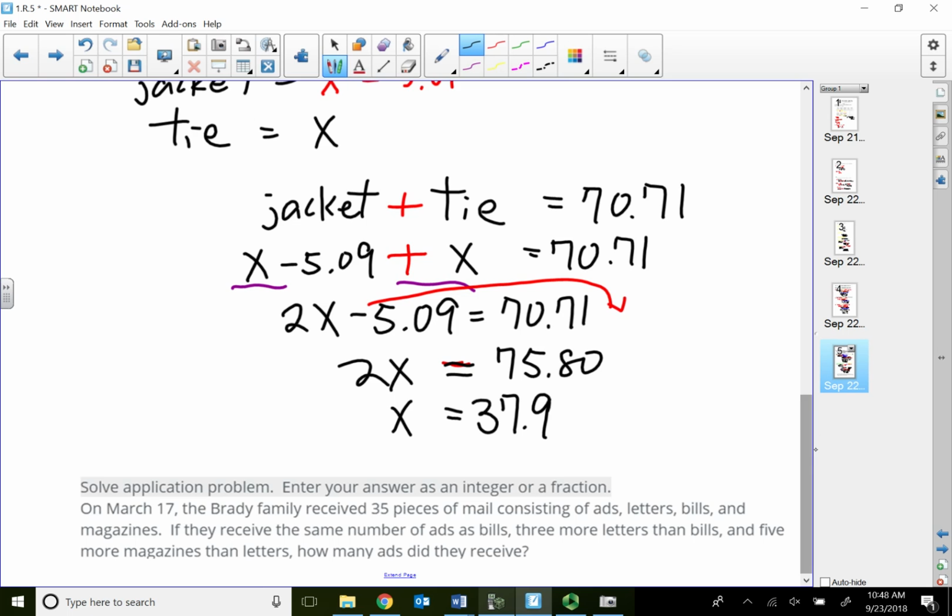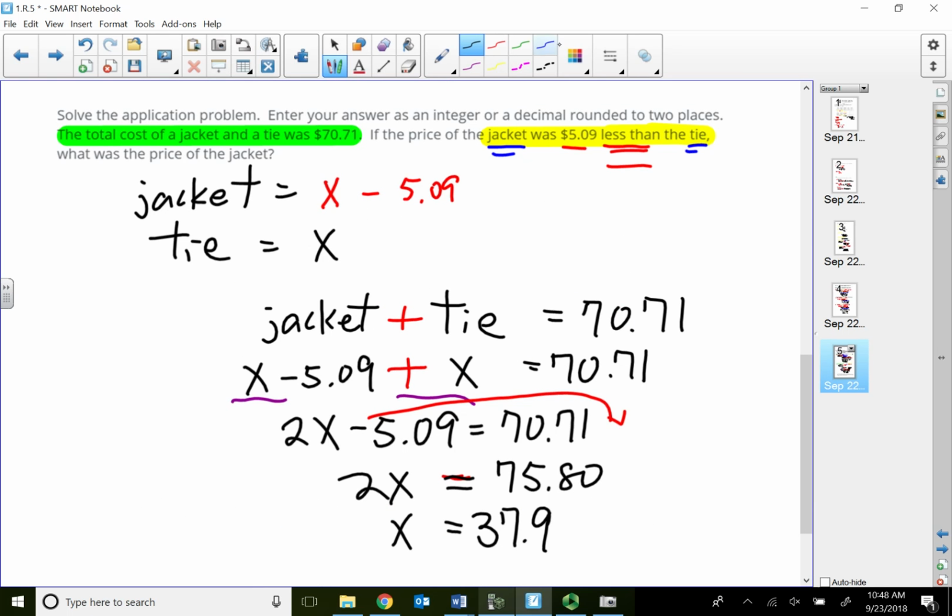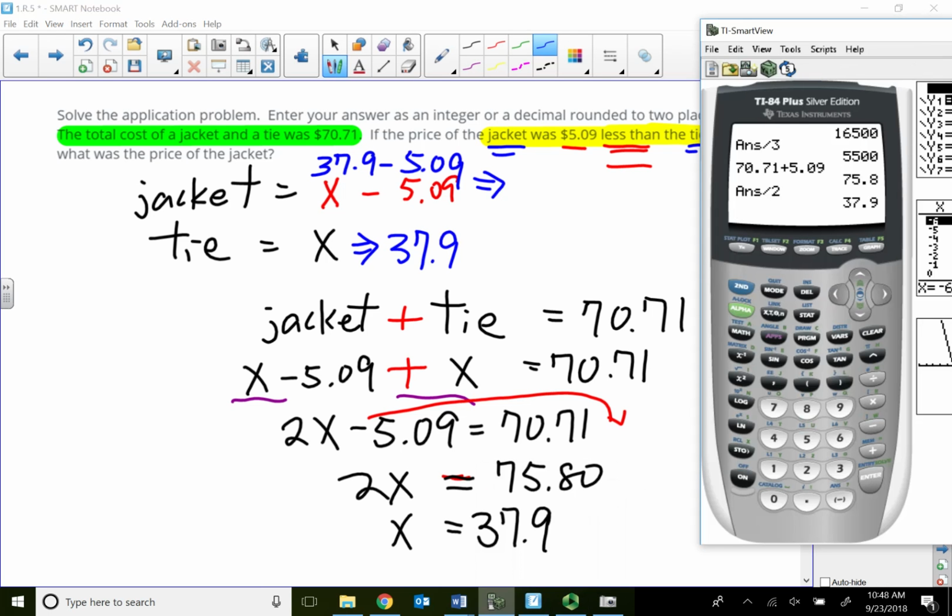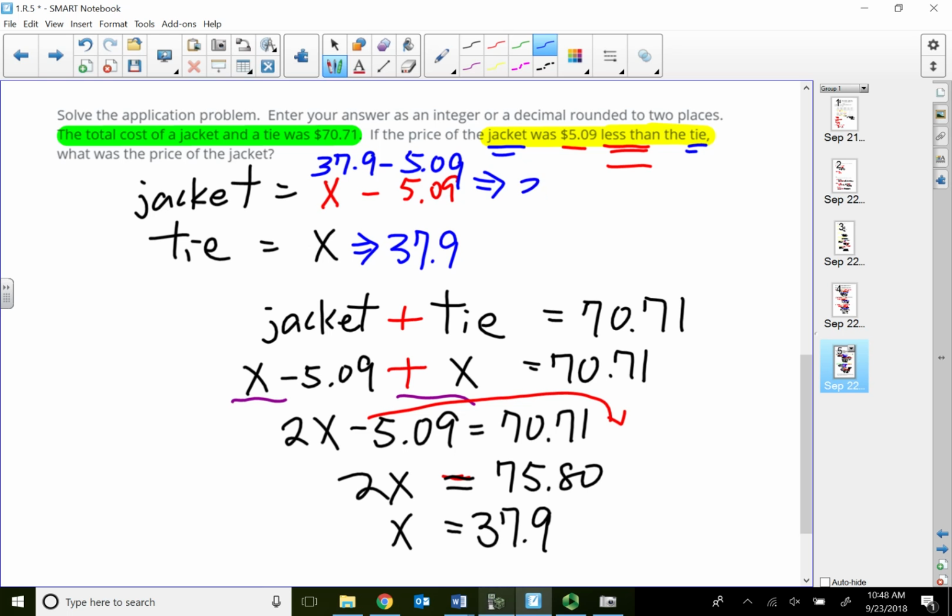So x equals 37.90, x representing the tie. So the tie is $37.90, but this problem is actually asking for the price of the jacket. The jacket is $5.09 less than the tie, so that will be 37.9 minus 5.09. Let's see what that is in the calculator: 37.9 minus 5.09. So the price of the jacket is $32.81. And that's my answer. It just wants the jacket.